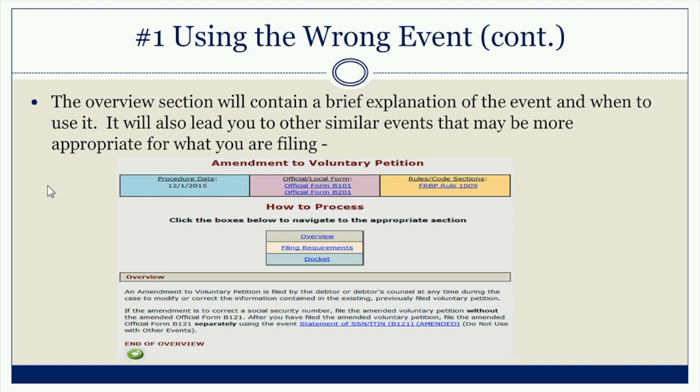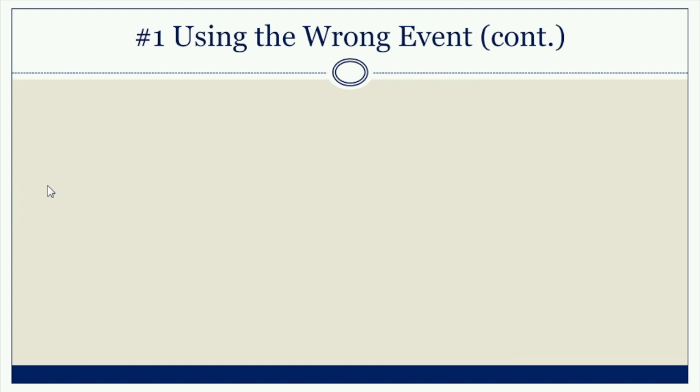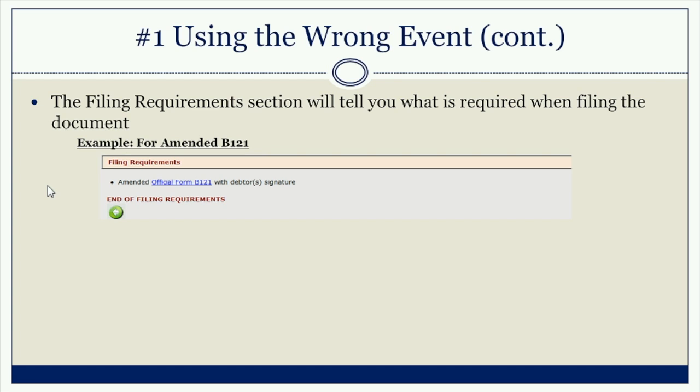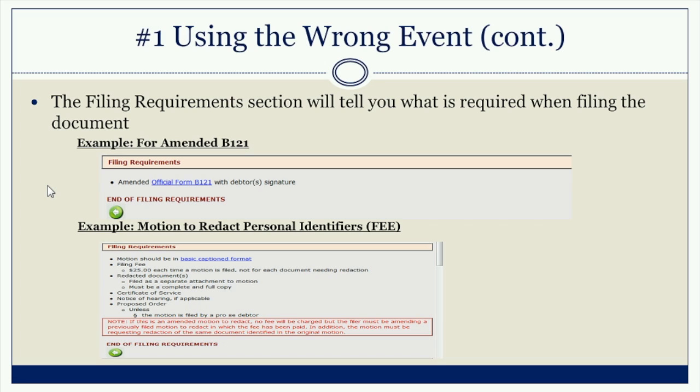First, the overview section will contain a brief explanation of the event and when to use it. It'll also lead you to other similar events that may be more appropriate for what you're filing. So, for example, the amendment to voluntary petition instructs you to file the amended D-121 as a separate document, and it refers you to the event you should use to docket it after you've finished docketing the amended voluntary petition. Okay.